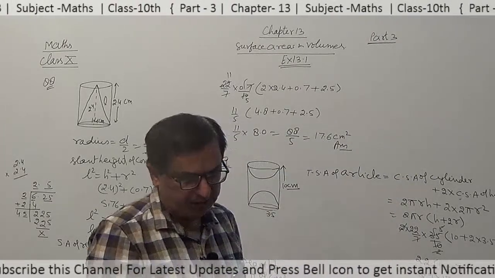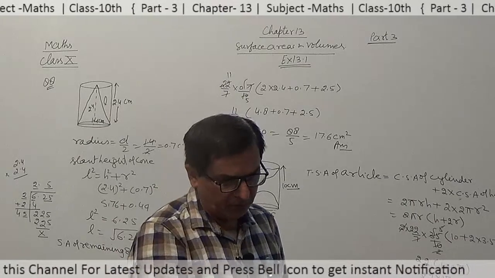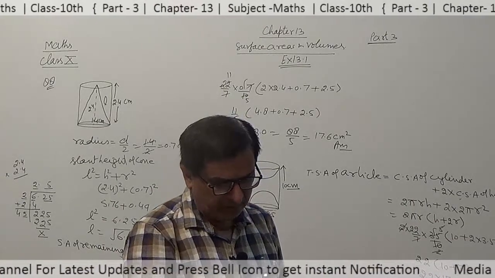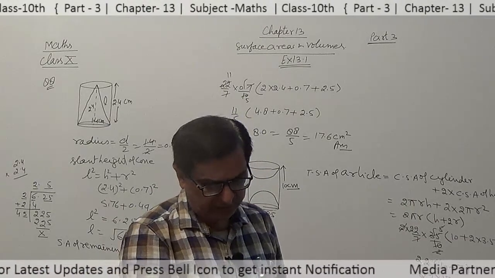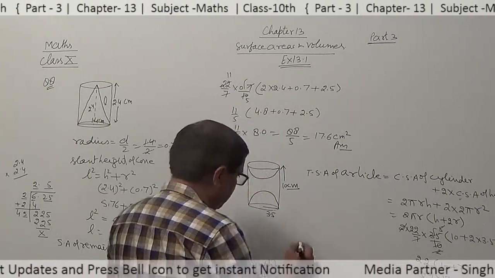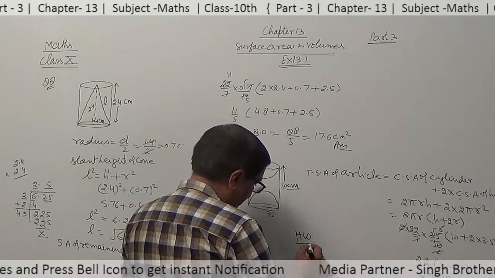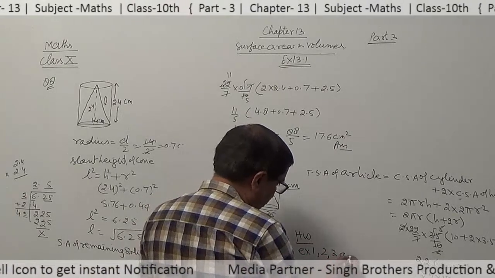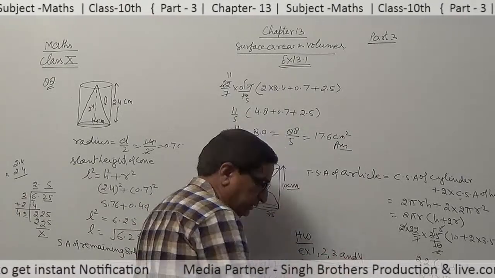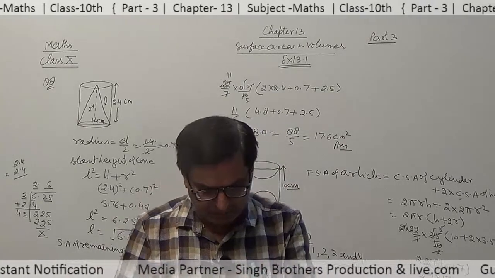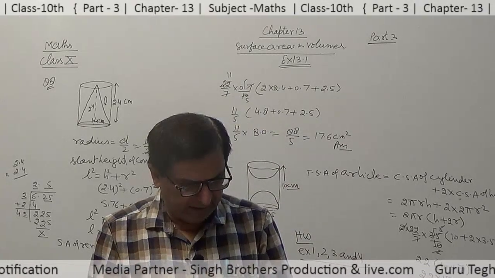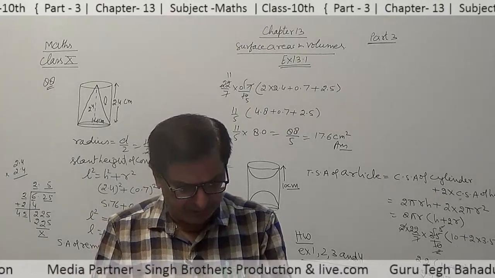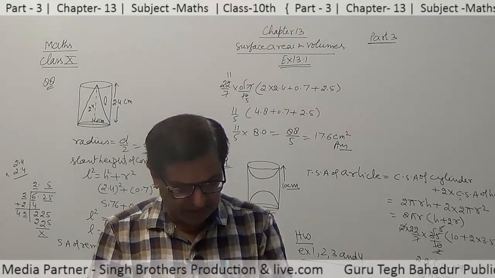Here this exercise is completed. You will do some homework questions: examples 1, 2, 3 and 4. You will do these 4 examples. On next turn we will do volume of combination of solids.